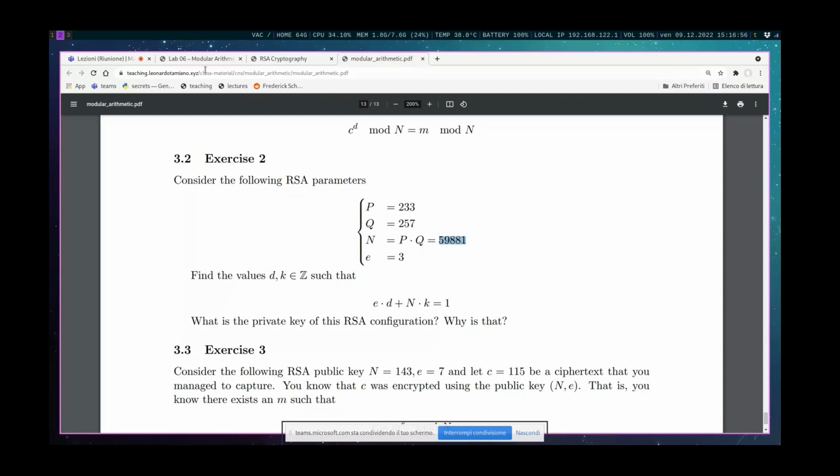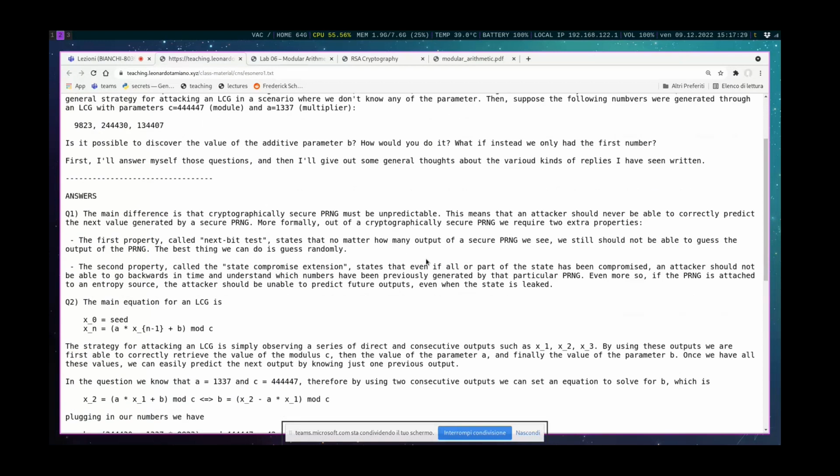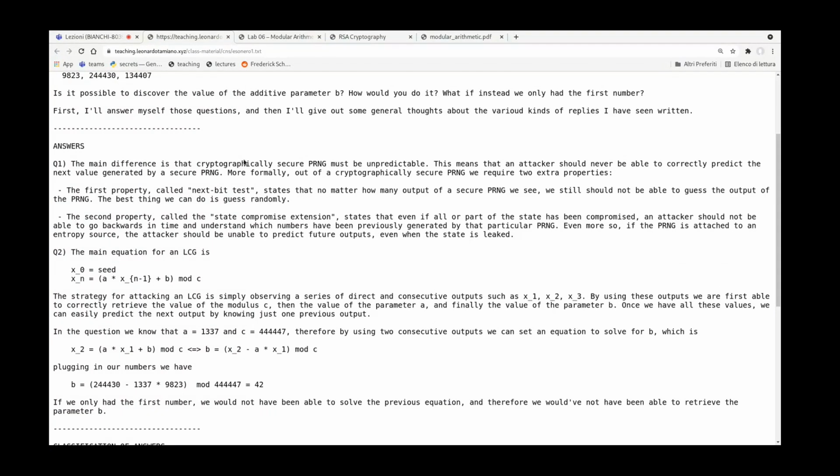And just for some transparency about what I require during the midterm. My questions, the open questions, were two. The first one was about the differences between cryptographically secure generators and not cryptographically secure ones. And here the main idea was predictability. If you mention that the secure one has to be unpredictable, you would get at least a 6. Because what I require is a general understanding of the different concepts.